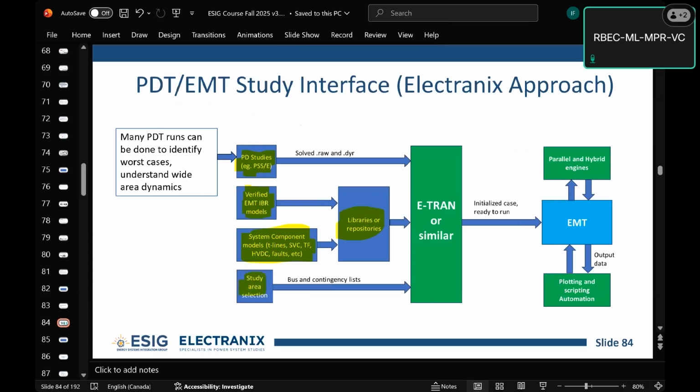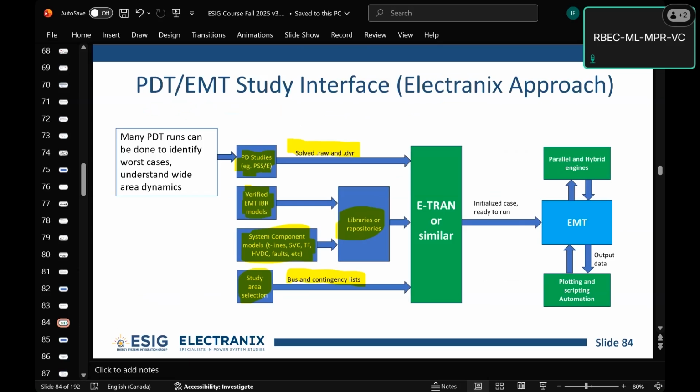We have study area selection, which basically is the engineering judgment part, where you get the most senior engineers in your shop to look at a transmission map and think about the problem and come out with what are we actually doing here, choosing the boundaries, choosing the faults. And then you come out with a bus and a contingency list. We have our solved power flow and dynamics. And then we put it into a tool that basically says, take that area, take all of this data, produce an EMT model.